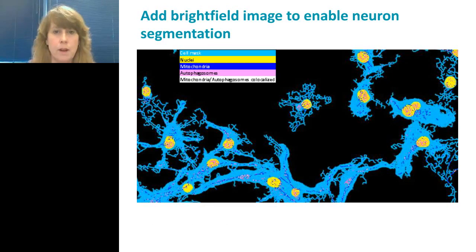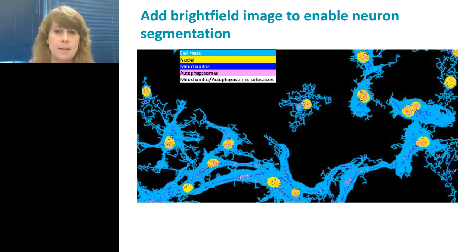So a way we can overcome this issue is to build a mask using the transmitted light image. At the same time as we're taking the fluorescent image, we'll take a bright field image, and we can build a mask from that using some of our modules such as neurite outgrowth.